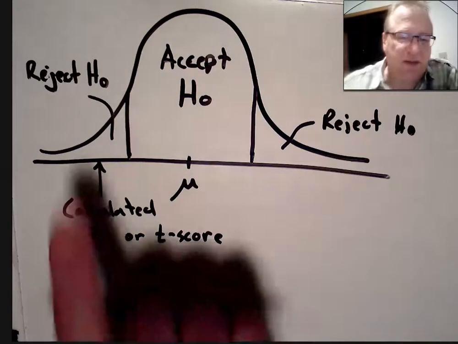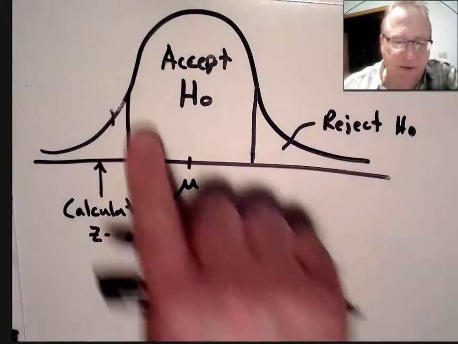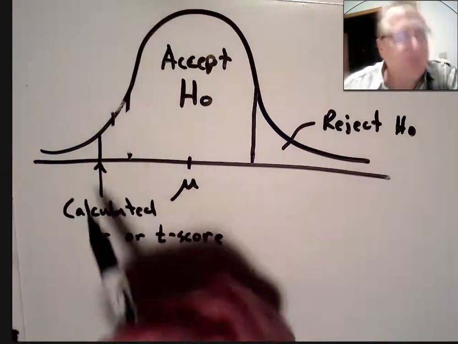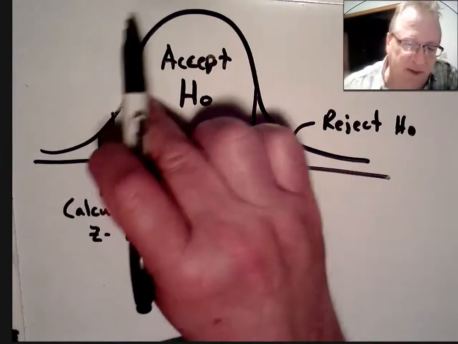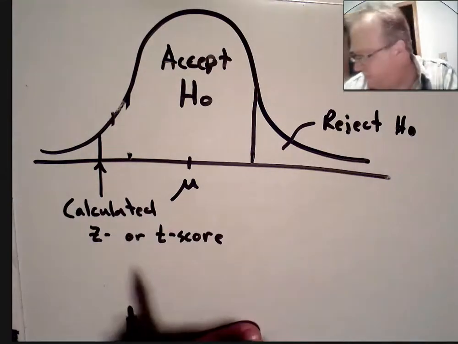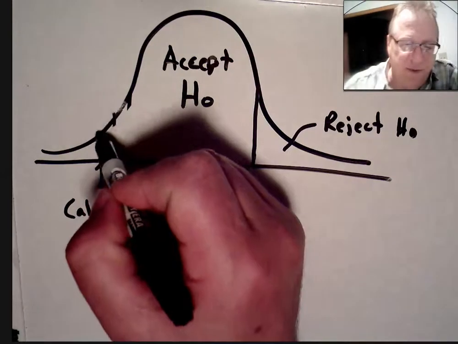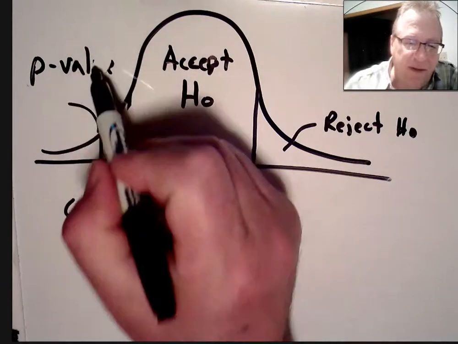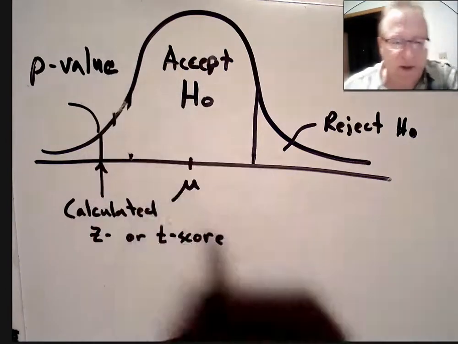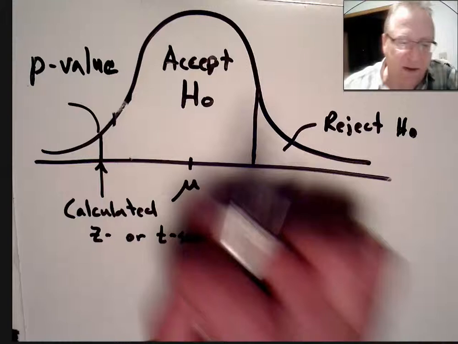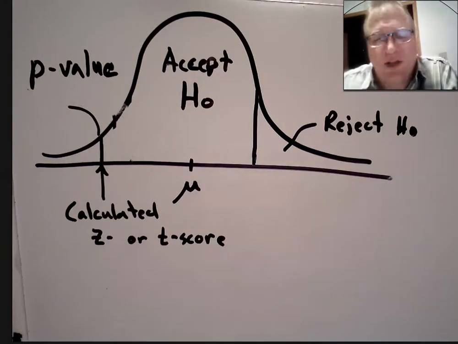Well, what if we do something slightly different? What if we calculate what this proportion is? Basically, we're calculating what the area is under the curve at our z or t-score. We call that value the p-value. And basically, the p-value gives us the level of significance. It is the lowest level of significance at which we can reject the null hypothesis.